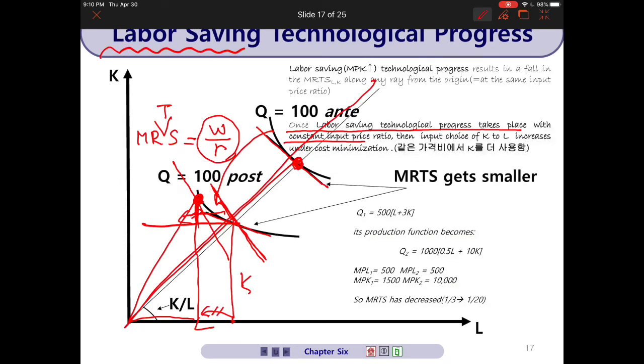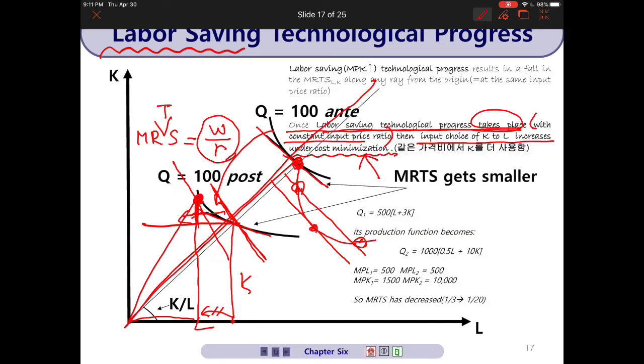Right. So once the labor saving technological progress takes place with constant input price ratio, then the input choice of K to L relative to L increases under cost minimization. Cost minimization is nothing more than taking the isoquant and finding the tangency at a given W and R ratio, right? Instead of cutting across, with intersection at these two points, we want to find the tangency without intersection. That's cost minimization, and that's kind of duality compared to maximizing utility.